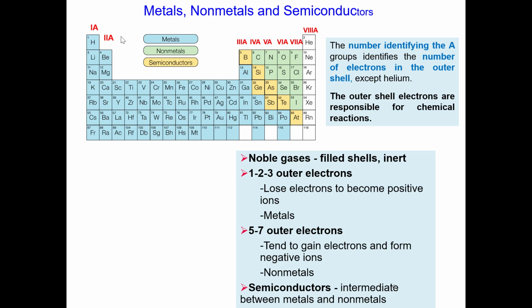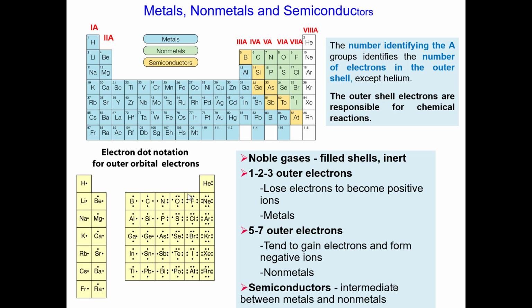the outermost shell, except for helium, that is in group 8A, but helium has 2 electrons in the outermost shell. This information is important because the electrons in the outermost shell are responsible for chemical reactions. We can represent these electrons using the electron dot notation.